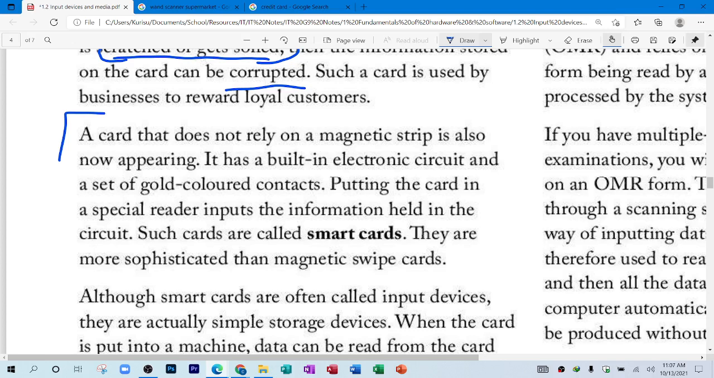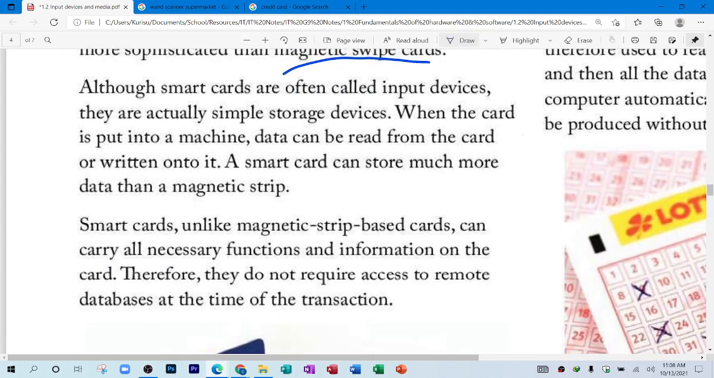A card that does not rely on a magnetic strip is also now appearing. It has a built-in electronic circuit and a set of gold contacts. Putting the card in a special reader inputs the information that is held in the circuit. Such cards are called smart cards. They are more sophisticated than magnetic stripe cards.